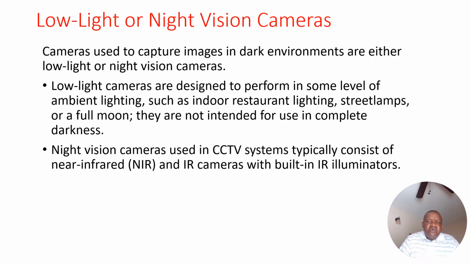And then we have low light or night vision cameras. Cameras used to capture images in dark environments are either low light or night vision cameras. Low light cameras are designed to perform in some level of ambient lighting, such as indoor restaurant lighting, street lamps, or full moon. They are not intended for use in complete darkness.